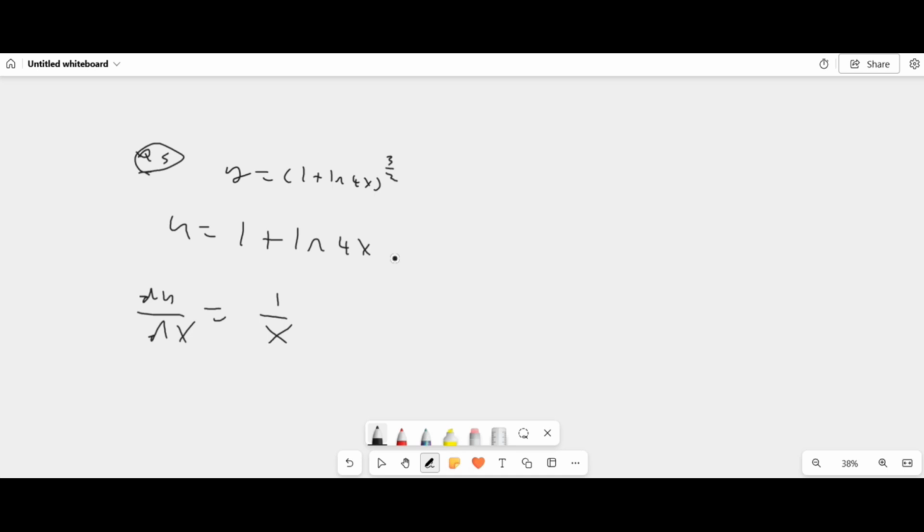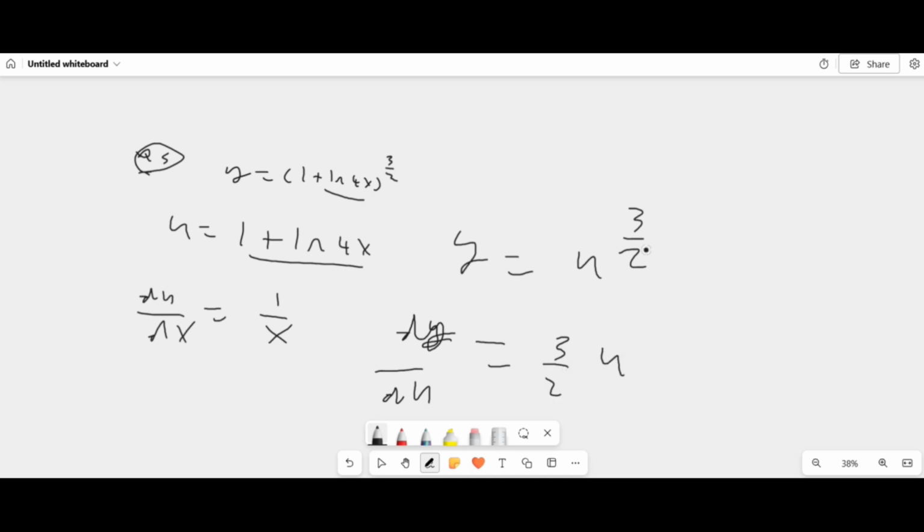Alright, safe. And that means that y is going to be u to the power of 3 over 2, since we called this whole thing u. So therefore, it's that now. So dy over du is going to be 3 over 2 u, and then take away 1 from the power. So 3 over 2 minus 1, that's going to be a half.